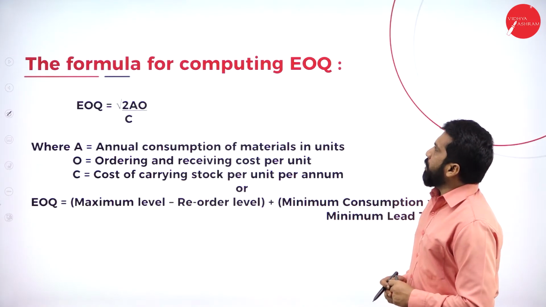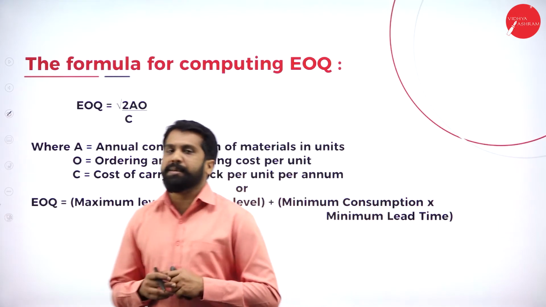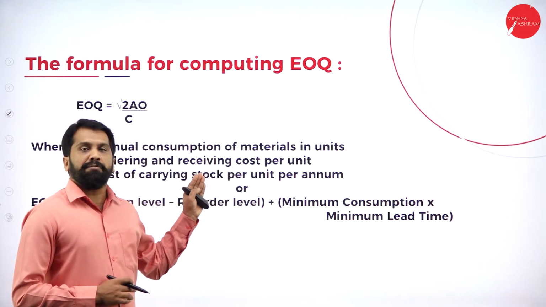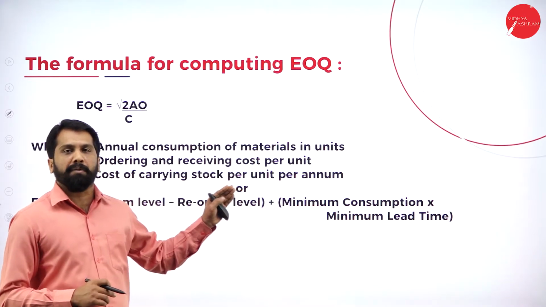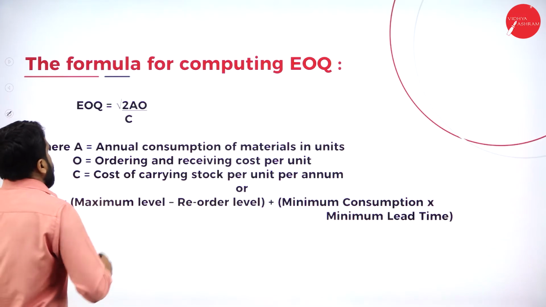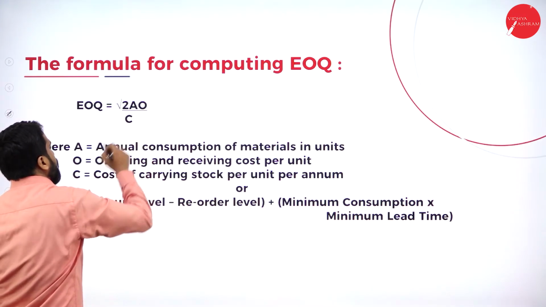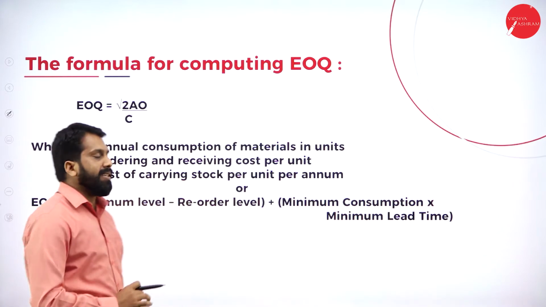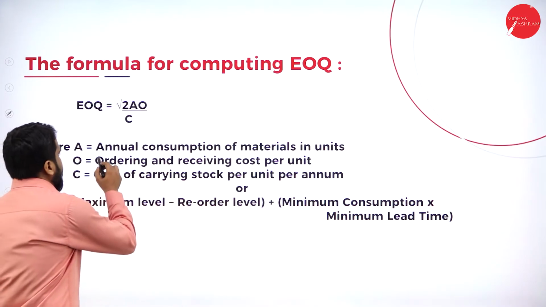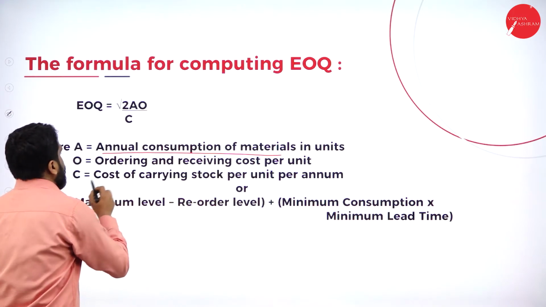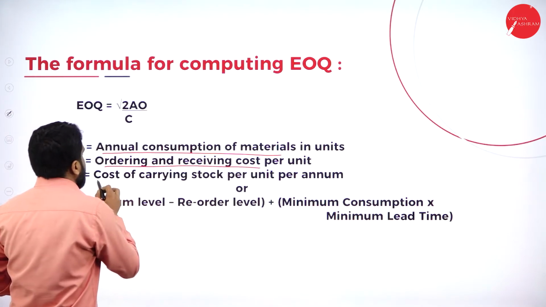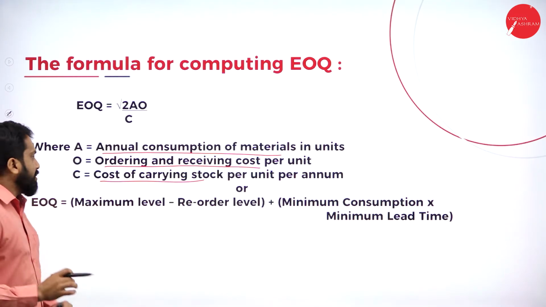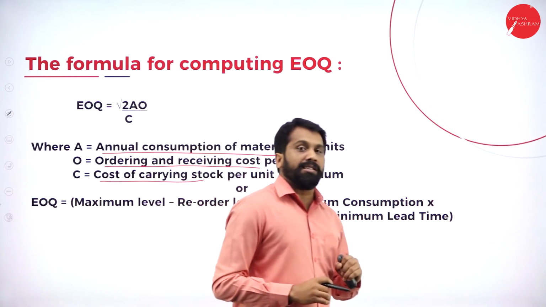Now the formula for computing your EOQ, very simple. The formula is very simple and same thing like your stock level. If you can remember the formula, you can do the problem. Now your EOQ, square root of 2AO divided by C. 2 into A into O divided by C. Now in this, A stands for annual consumption, O stands for ordering or receiving cost, C stands for cost of carrying, or else carrying cost. Clear? Yes. So these are the calculation you are supposed to do.